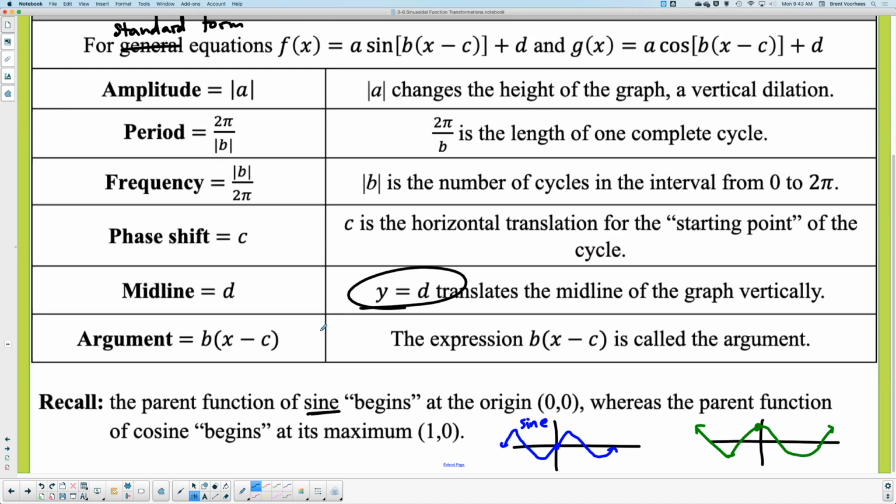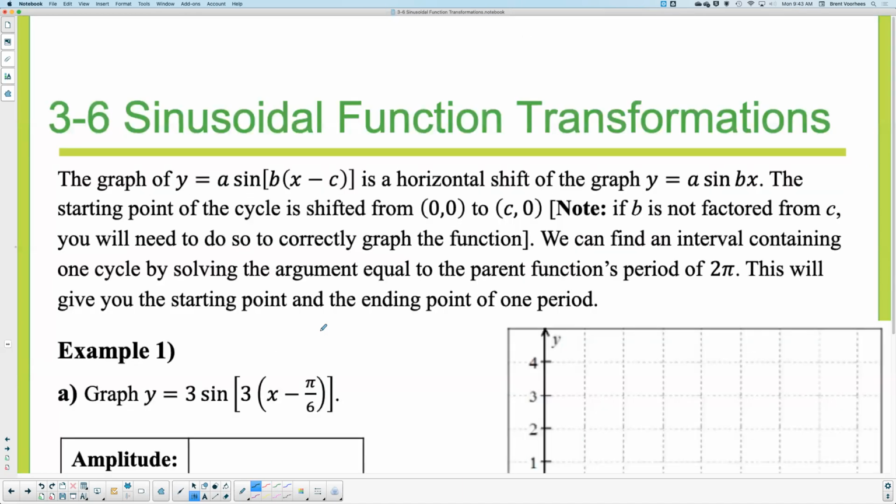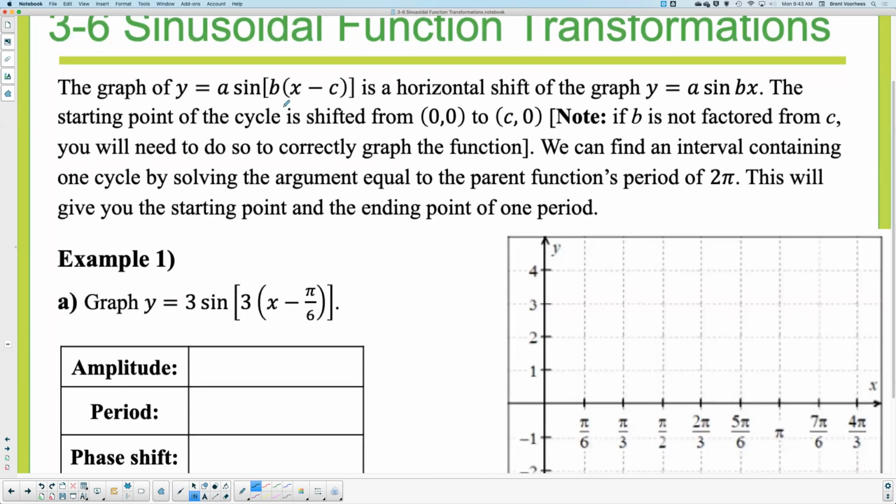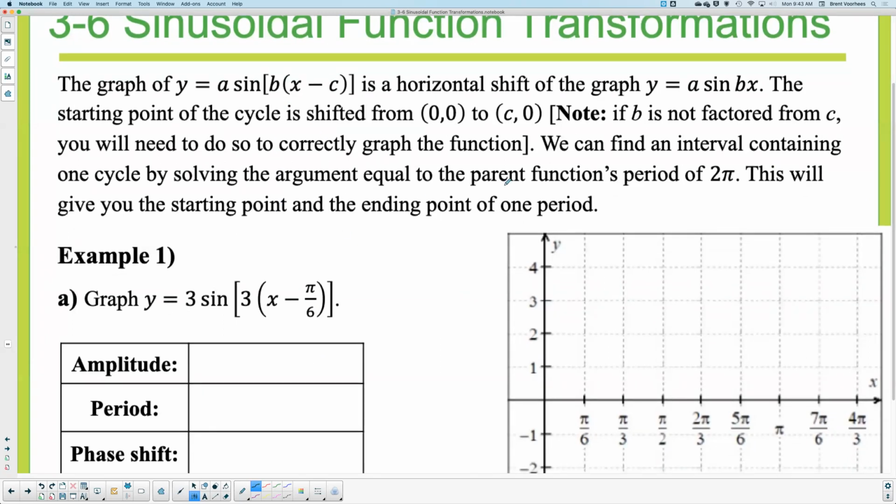Let's start with example 1 here. It says the graph of y equals a sine of bx plus c is a horizontal shift of the graph y equals a sine bx. Notice the difference between these. What's the difference between these two equations? There is a bracket, but that doesn't mathematically do anything. This has a minus c, which means this has a horizontal shift. That's the only thing. The c generates the horizontal shift of the graph. The starting point in the circle is shifted from (0, 0) to (c, 0).